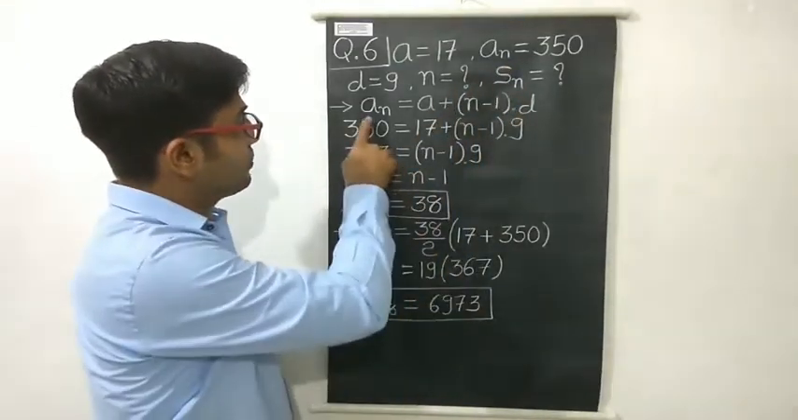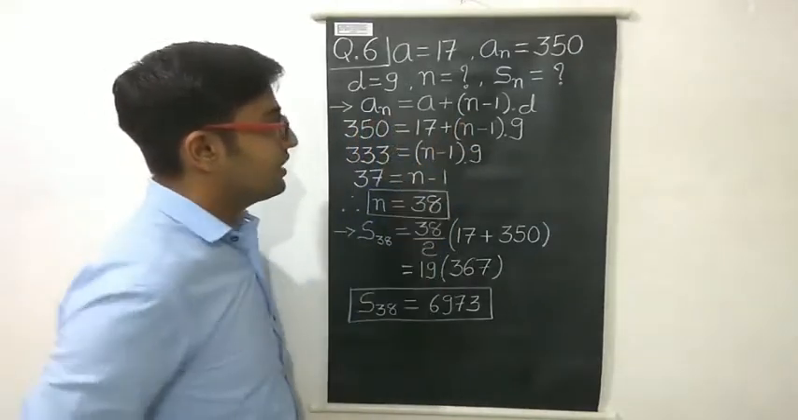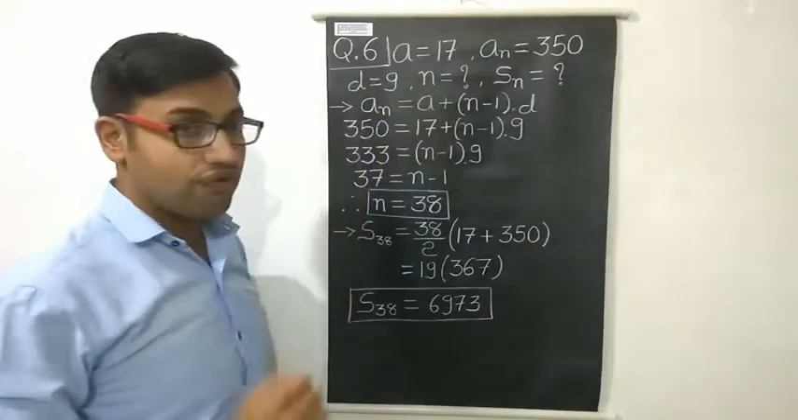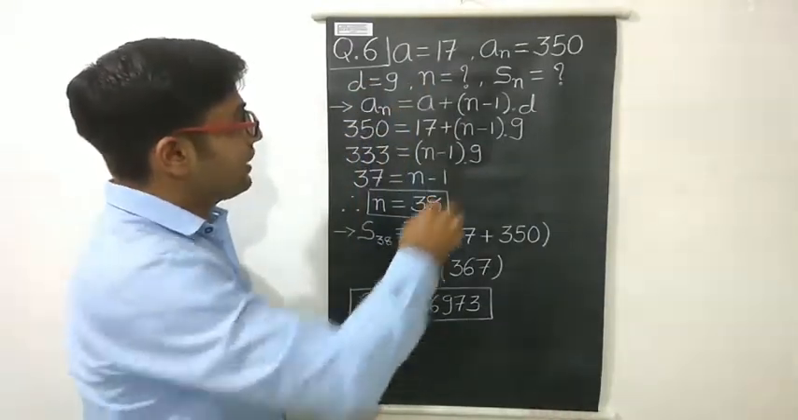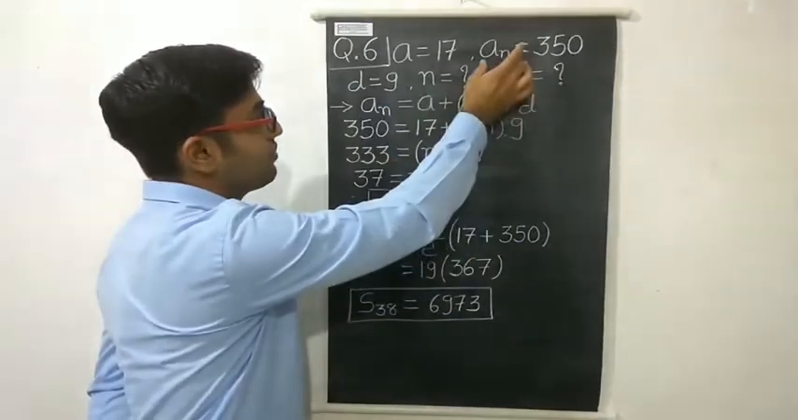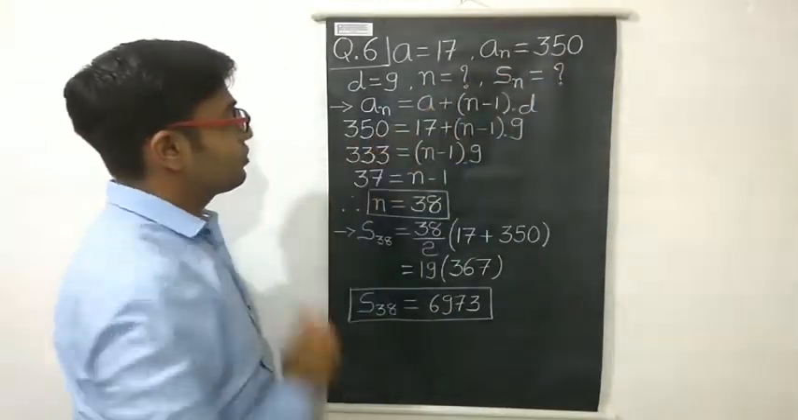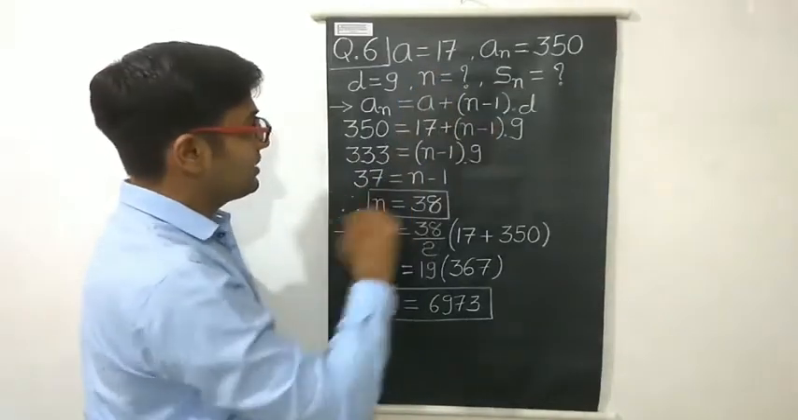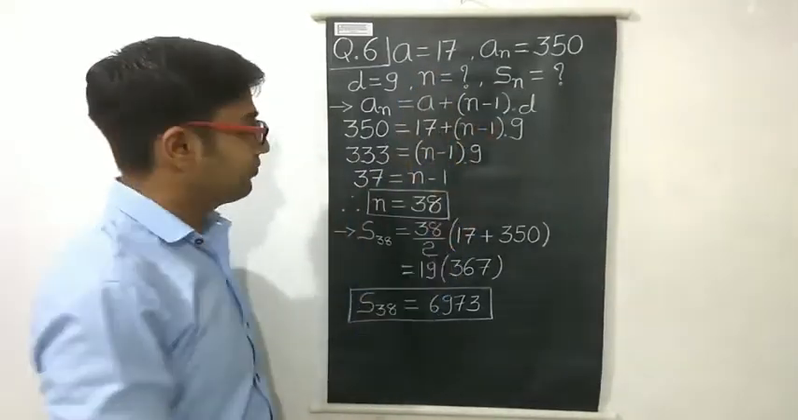So here we can use this formula, an is equal to a plus (n minus 1) into d, because first of all we have to find the value of n. Here we have the value of the nth term, so we can use this value of an, which is 350, a is 17, n minus 1 remains as it is, and d is equal to 9.